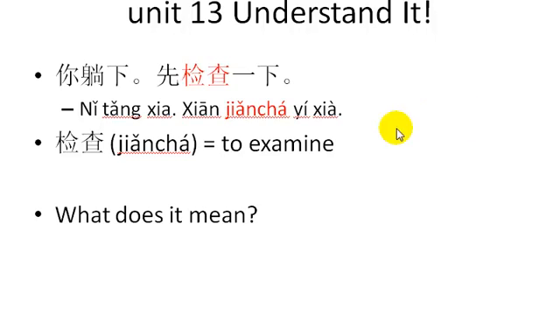检查, 先检查一下. Okay, so you remember 一下. They add that to the end of verbs to make speech more polite and close. 先检查一下. Or rather, to make the command. She's commanding him, or she's saying that she's going to do something. And 一下 makes it sound lighter. So you should know what this means.